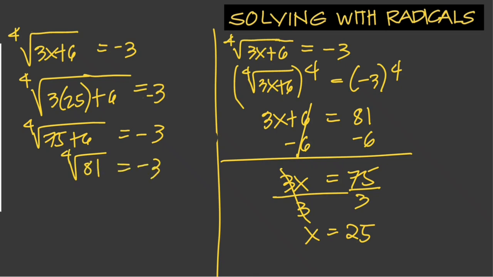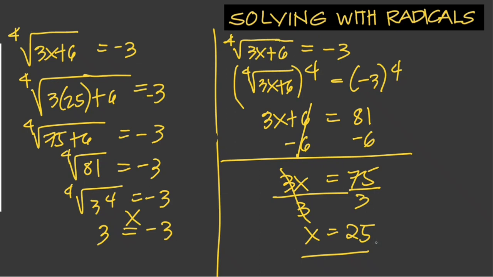So 81 can be written as 3 to the power of 4. So the fourth root of that is just equal to 3. Okay, so 3 is not equal to -3. Therefore, x equals 25 is not a solution to this problem, and this is an extraneous solution.